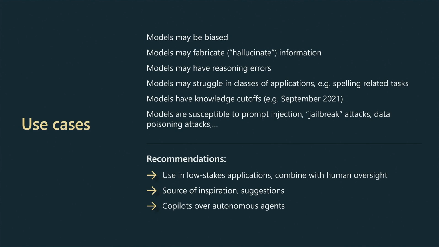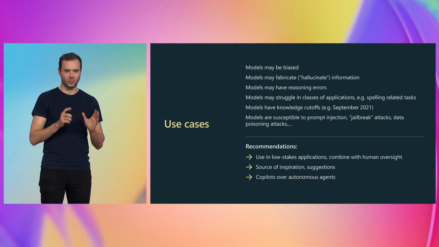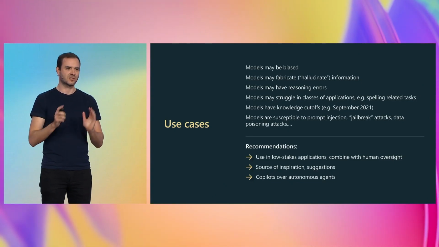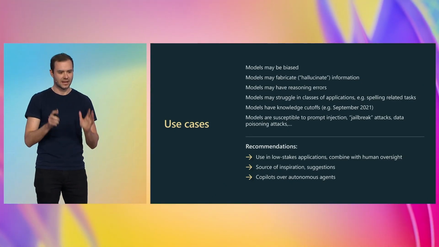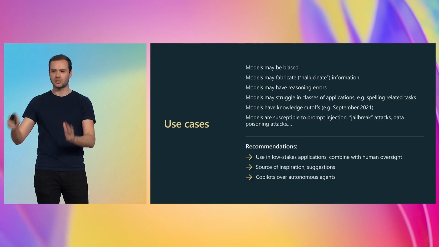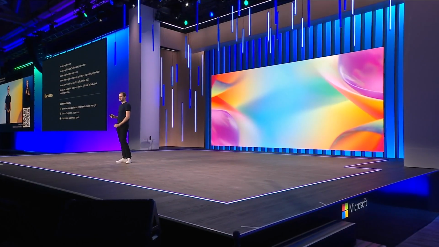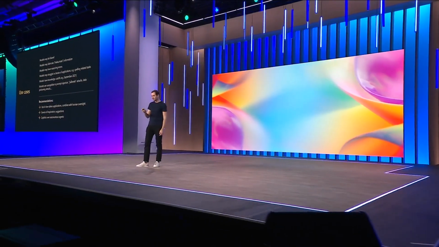They have knowledge cutoffs, so they might not know any information above, say, September 2021. They are susceptible to a large range of attacks, which are sort of like coming out on Twitter daily, including prompt injection, jailbreak attacks, data poisoning attacks, and so on. So my recommendation right now is use LLMs in low-stakes applications, combine them always with human oversight, use them as a source of inspiration and suggestions, and think co-pilots instead of completely autonomous agents that are just performing a task somewhere. It's just not clear that the models are there right now.